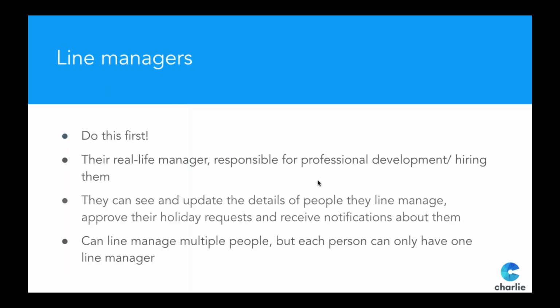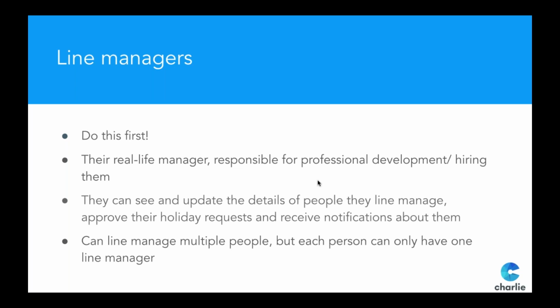So let's start with line managers. This is one of the changes that we've made. This is a new role within Charlie. The main question here is why even set up line managers in the first place? The answer is a line manager really reflects the relationship that a manager has with an individual. So rather than leading a team, it's the relationship that you have with that employee. The really important thing is that you set these up first in Charlie. So set the line managers.